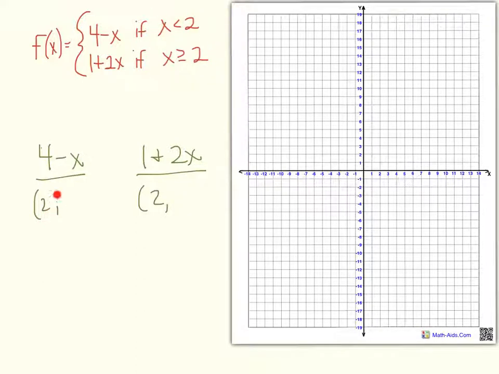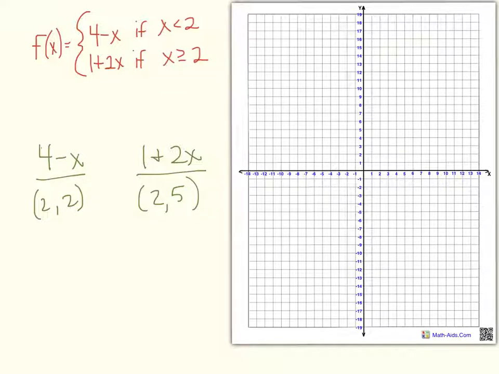So what we want to do is take that 2 and plug it into both of them and see what we get. If I plug in here, we get 4 minus 2, which is 2. If I plug it in here, we get 1 plus 2 times 2, which is 5. We have two separate endpoints here: an endpoint at (2, 2) and an endpoint at (2, 5).